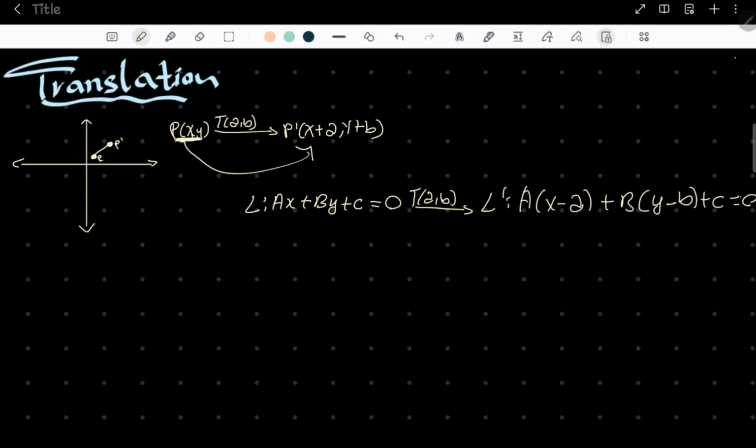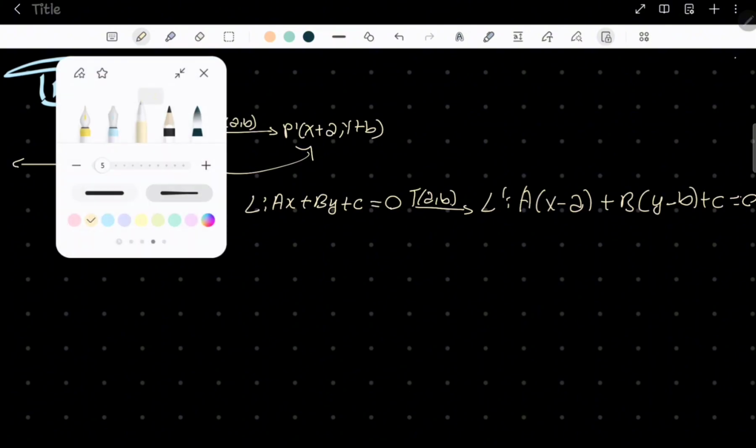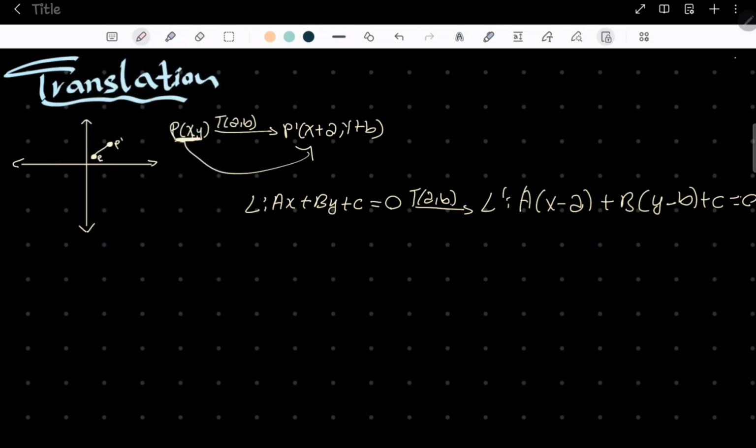Now let's try this equation out with a problem. So we're given the following equation. We are given one of those tricky problems that first asks us to find the translation vector, then we're gonna calculate the image of the line.